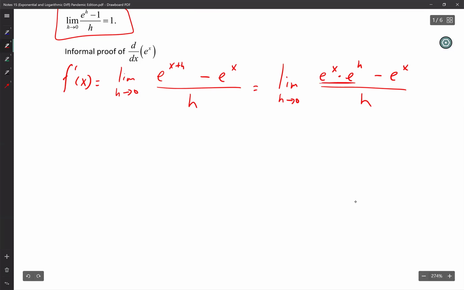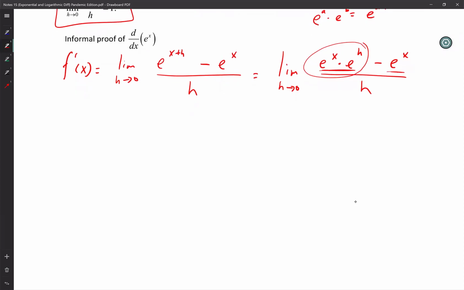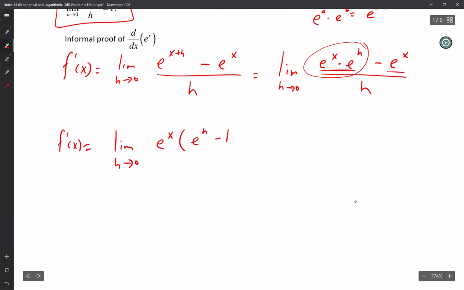So now we see these, and in case you're wondering what happened, remember when you were in algebra 2, you had e to the a times e to the b. It's the same thing as e to the a plus b. That's all I did there. All right, so now I'm going to factor out an e to the x. So I'm going to rewrite the statement, limit as h approaches 0, and I'm going to factor out e to the x. And now I'm going to have e to the h minus 1 over h.